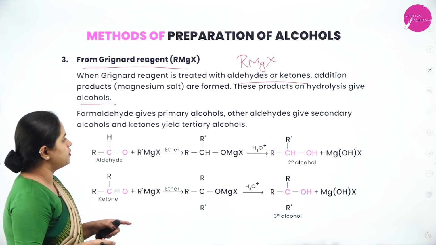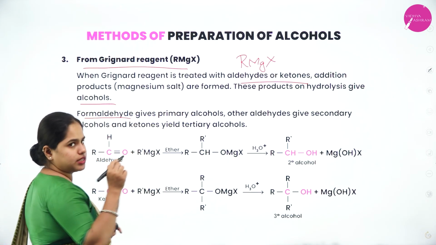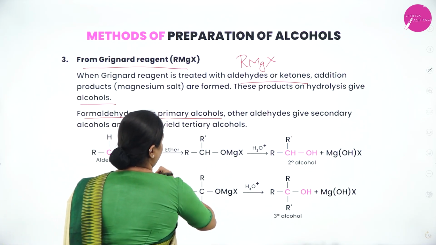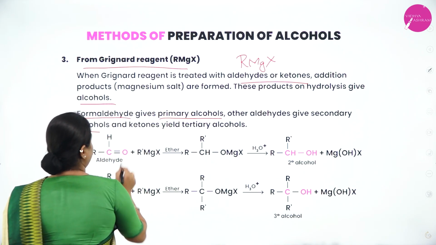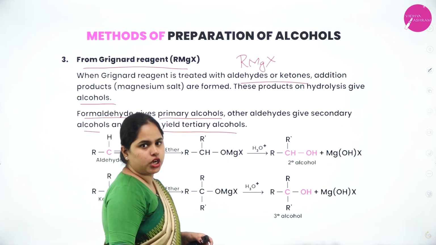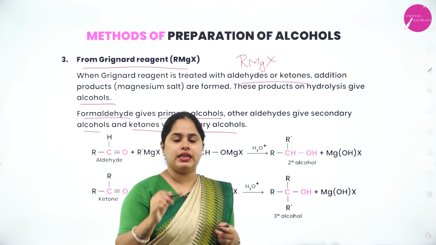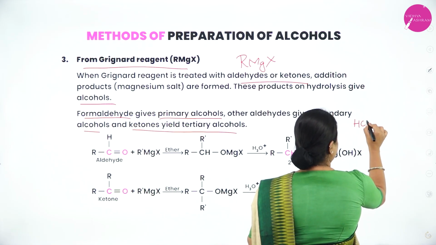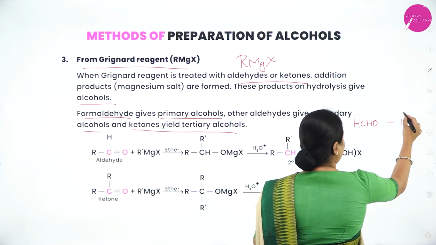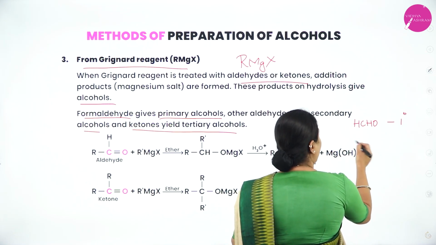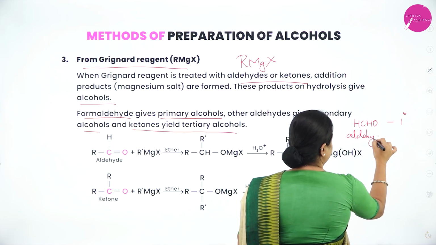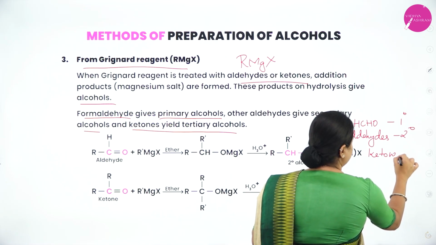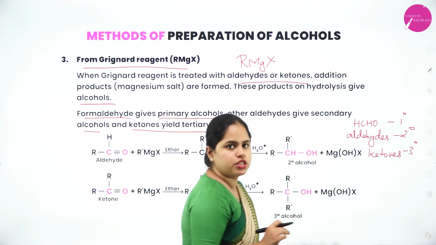Let's take an example and understand. Formaldehyde gives primary alcohol. Formaldehyde is the first aldehyde, which contains only one carbon atom. So formaldehyde gives primary alcohol, other aldehydes will give secondary alcohols, and ketones will give tertiary alcohols. This you have to remember in case of Grignard reagent. HCHO, that is formaldehyde, will give you primary alcohols. All the other higher aldehydes will give you secondary alcohol, and ketones will give you tertiary alcohols. This you have to remember.